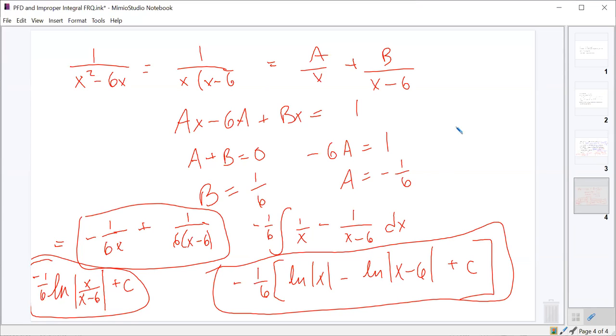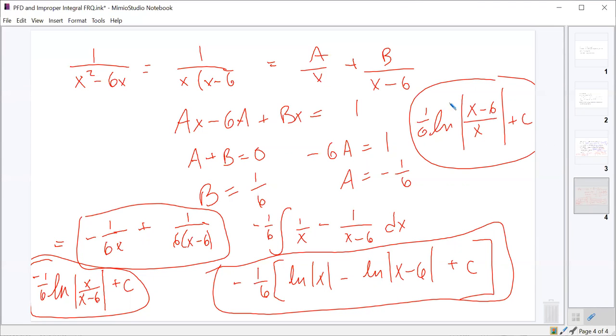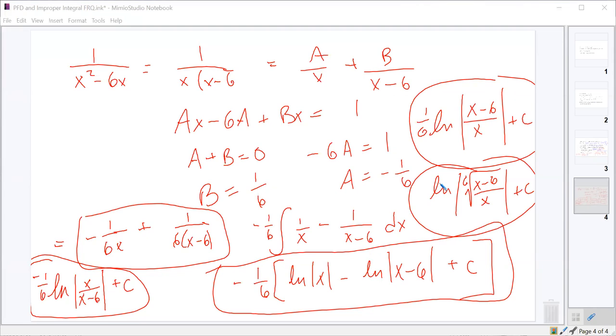You could make it x minus 6 over x. You could write 1/6 natural log absolute value of x minus 6 over x plus your constant, that would be fine. You could do natural log of the absolute value of the 6th root of x minus 6 over x plus your constant if you wanted. I mean, there's a lot of different ways to write this. You could have brought the 1/6 in and left the negative out. You could have done all kinds of things with it.